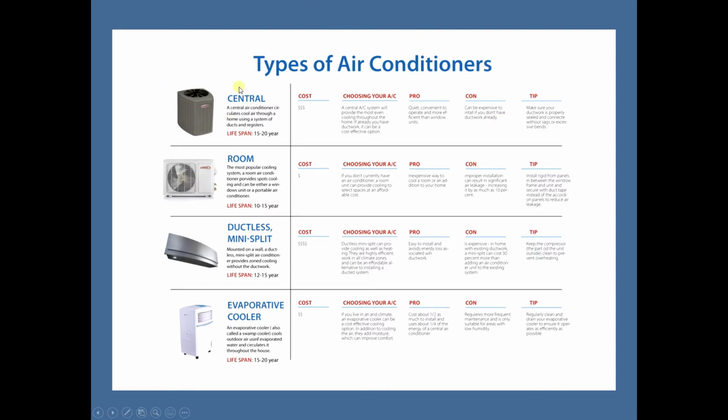You can see the first one is the central. If you are going to a shopping mall, theaters, etc., it is used. The next one is the room, and the split type we use for our household and normal applications. And the ductless mini split is very difficult and high cost. You can see 4S are available, indicating that it has the maximum price.